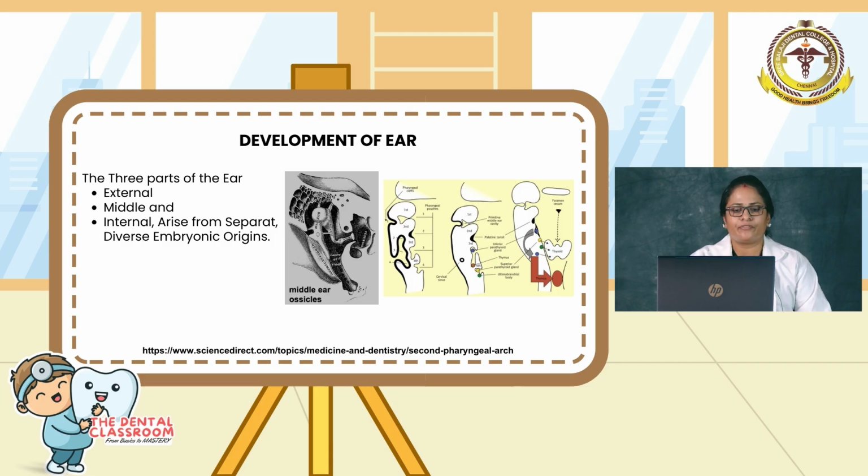So around this cleft, 6 small swellings which are called the auricular hillocks appear, 3 on the first arch and 3 on the second arch. So these hillocks gradually fuse together and give rise to the shape of the auricle or the pinna, which is the visible part of the ear.